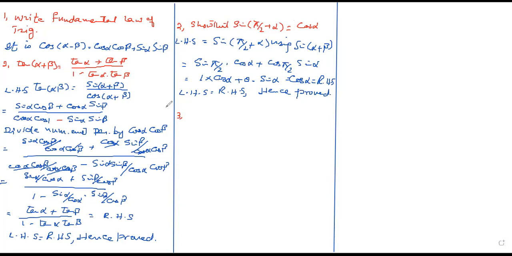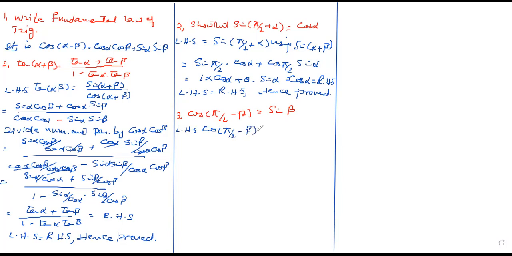The next is cosine pi by 2 minus beta. So cosine pi by 2 minus beta equals sine beta. Simply, the pi by 2 function changes cosine to sine, and this beta stays. It is in the first quadrant because 90 minus something is in the first quadrant, and in the first quadrant cosine is positive, so it is positive sine beta. But we will prove it manually as well. Taking the left hand side, cosine pi by 2 minus beta.